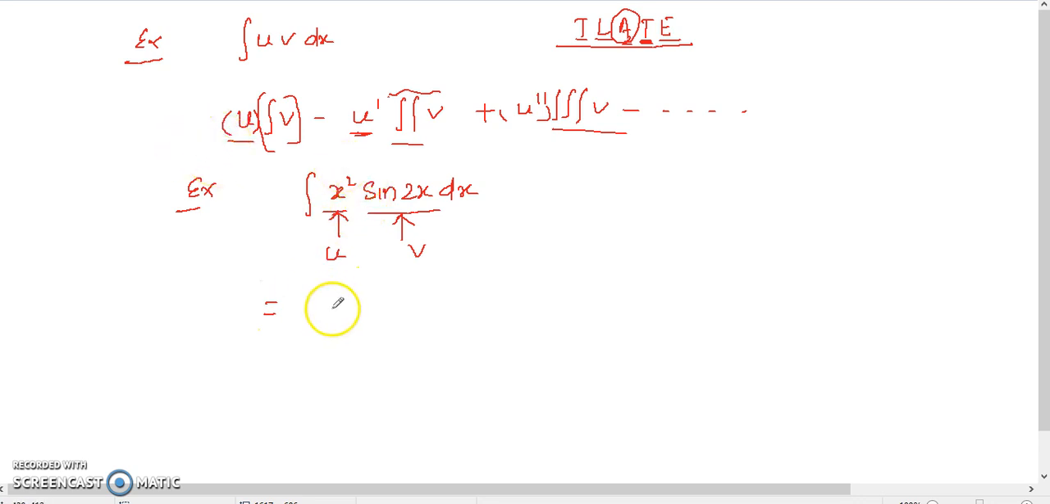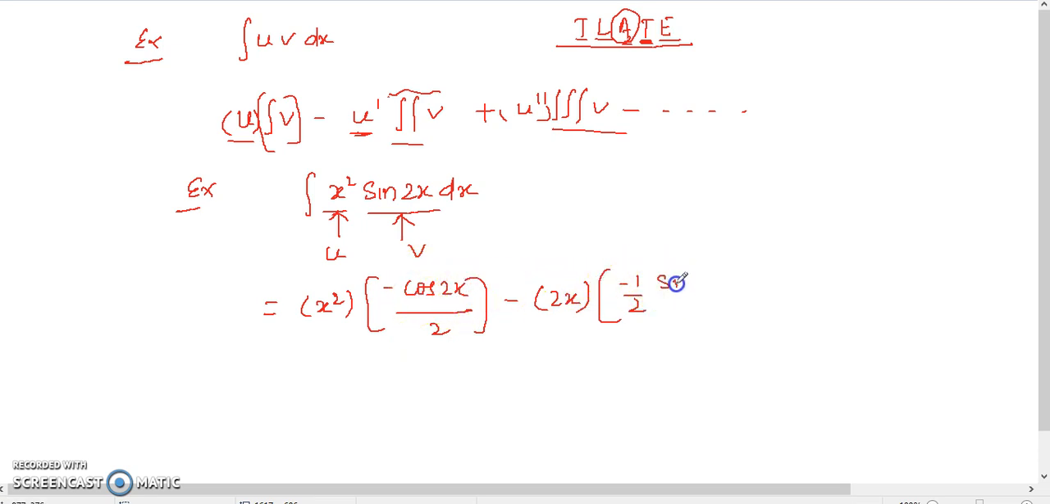Integration: you keep x square as it is and integrate sine 2x. Sine 2x integration is minus cos of 2x by 2, minus x square differentiation. You differentiate one time, so it becomes 2x. What is in the square bracket, integrate once: minus cos 2x by 2 you have to integrate. So minus 1 by 2 is your constant outside, and cos 2x integration is sine 2x by 2, plus, again what is in the small bracket, differentiate again, 2.